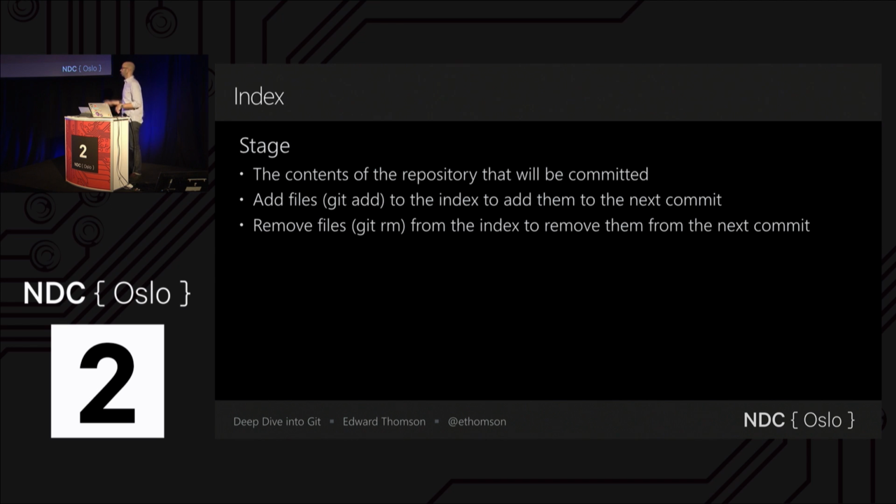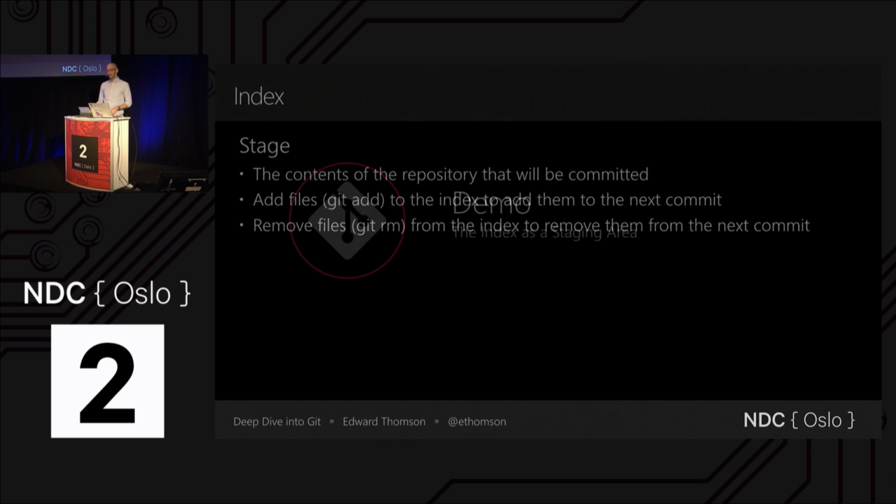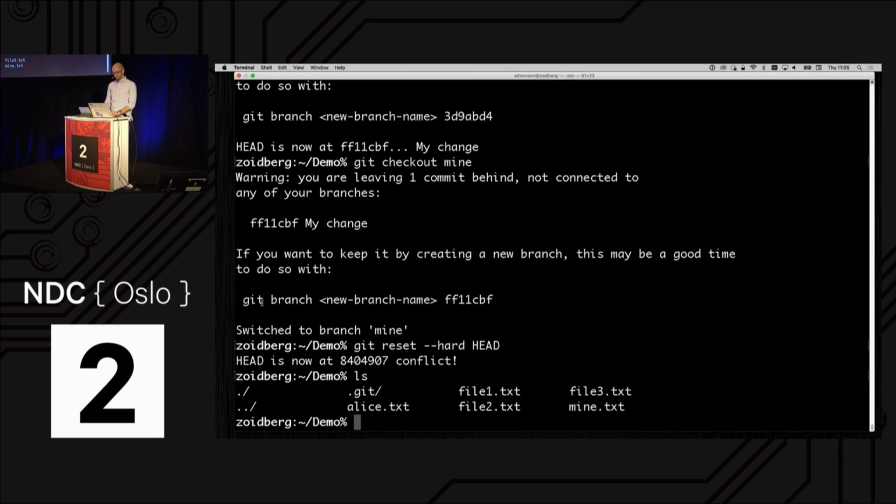So when you run git add, it puts files into the index. When you run git rm, it removes files from the index. And otherwise, everything in the index is what's going to be committed.